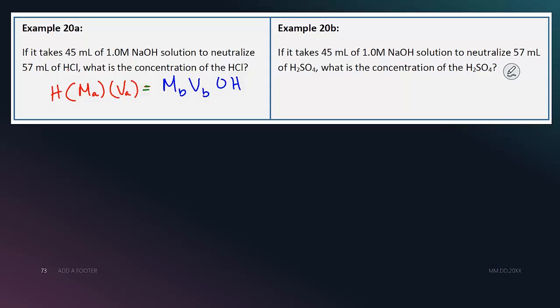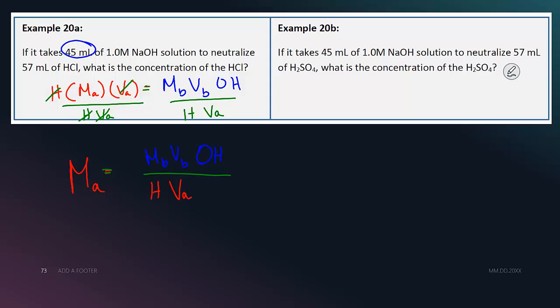If we want the molarity of the acid by itself, we will need to divide by the number of hydrogens and the volume of the acid on both sides. So the molarity of our acid is going to equal the molarity and volume of our base times the number of hydroxides divided by the number of hydrogens times the volume of the acid.